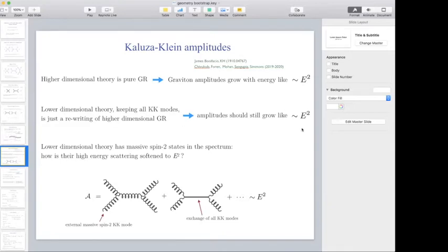The amplitudes should behave like energy squared. That lower dimensional theory has massive spin 2 states in the spectrum. So if we look at the scattering where we have external massive spin 2s, there now has to be some cancellation if we include all of the various Kaluza-Klein modes. That gets us beyond this energy to the 6th barrier that you had for just a single massive spin 2 and allows us to have amplitudes that only grow like energy squared. So we want to understand the mechanism for this cancellation.